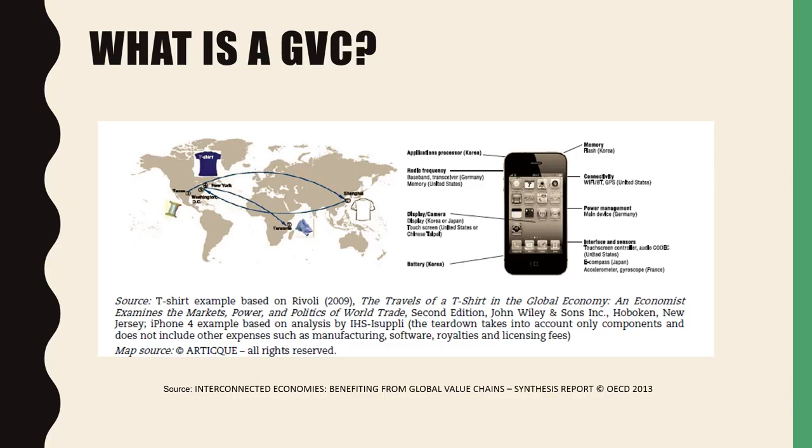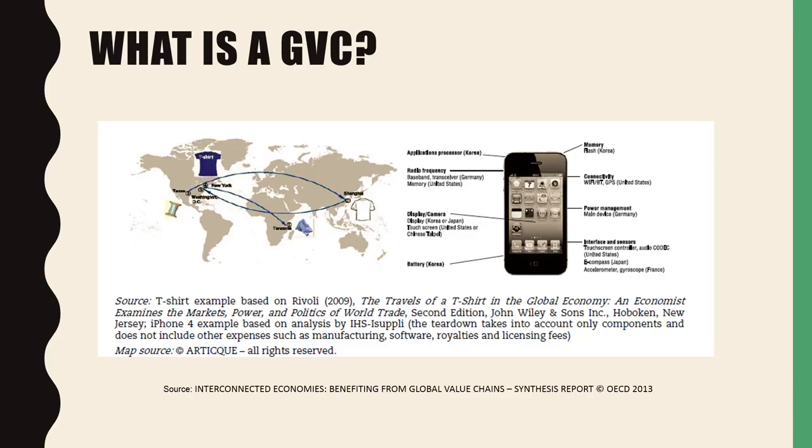So this is an example of how a product may be produced in different countries, and this phenomenon we call a global value chain. Actually most products in IT, technology, and E&E, electrical and electronic, use GVC a lot.